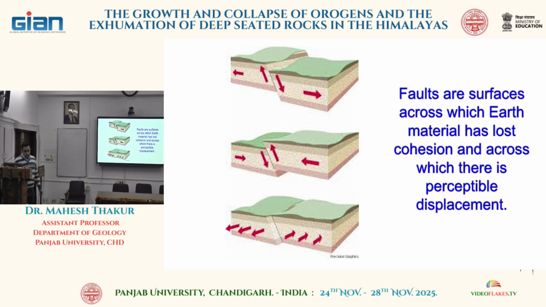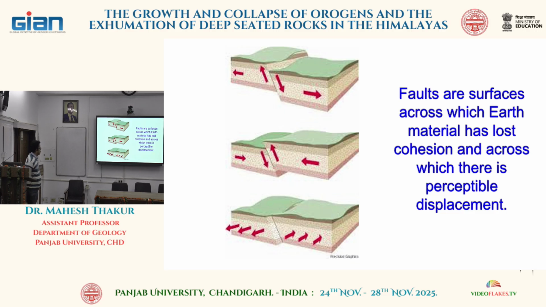This is a simple diagram showing the different types of faults. We can have a normal fault, a strike slip fault, or a reverse fault. Can we say whether this is an active fault or not? How can we say that?